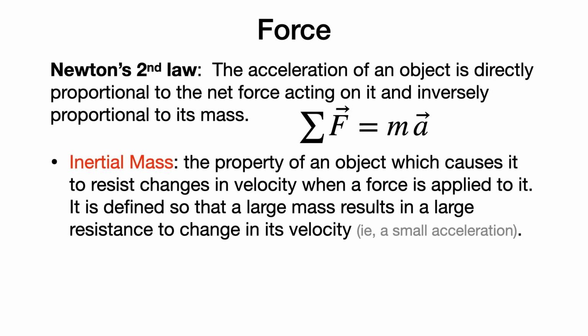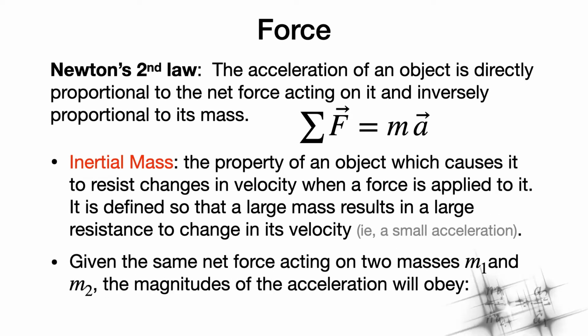It's really giving us a definition of what we mean by inertial mass. And this is the property of an object which causes it to resist changes in velocity when a force is applied to it. It's defined so that large masses result in a large resistance to the change in velocity. That is, large masses yield smaller accelerations. So given the same net force acting on two masses, m1 and m2, the magnitudes of the accelerations they experience will be inversely proportional in the sense that the ratio of m1 over m2 will be equal to the ratio of the second acceleration divided by the first acceleration.